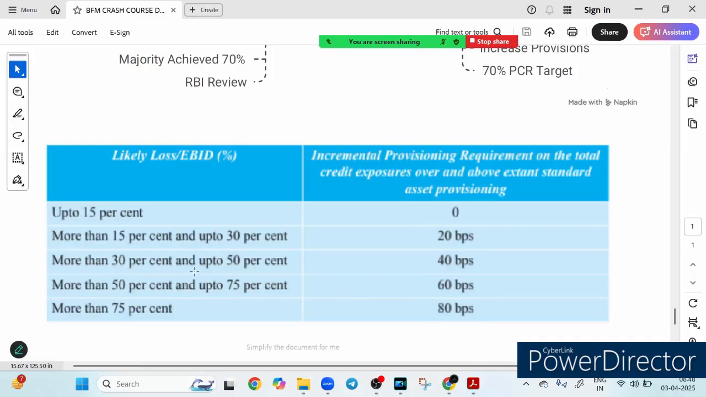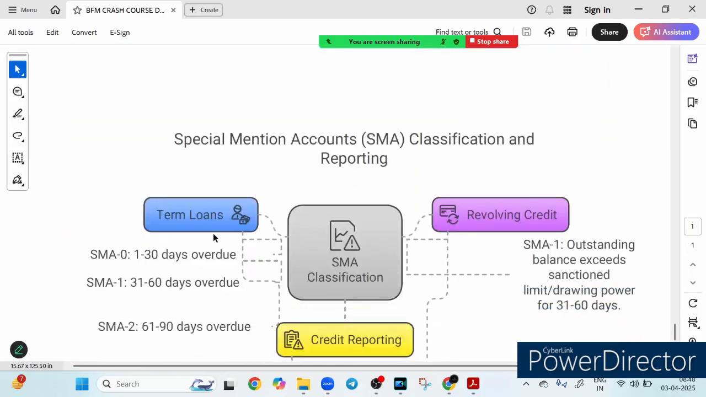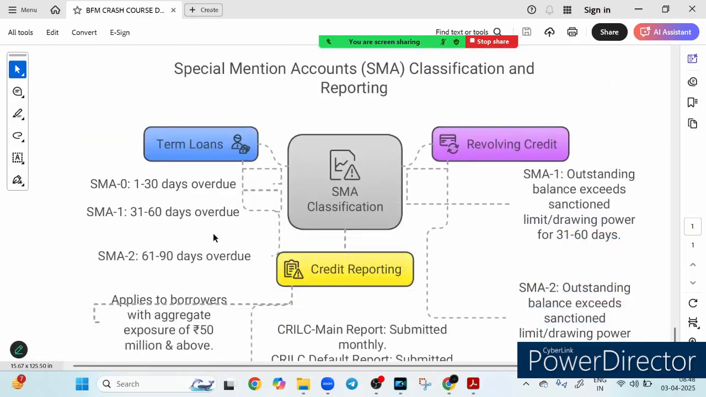Now friends, let's look at the last point, that is the SMA category. Very, very important. What is the meaning of SMA? A Special Mention Account is a category of loan that is not yet classified as NPA but shows signs of financial stress. SMA are classified into three categories based on the duration of overdue payment.